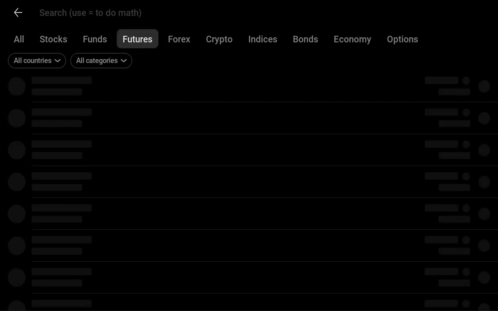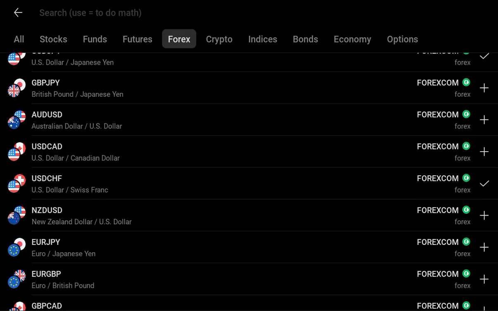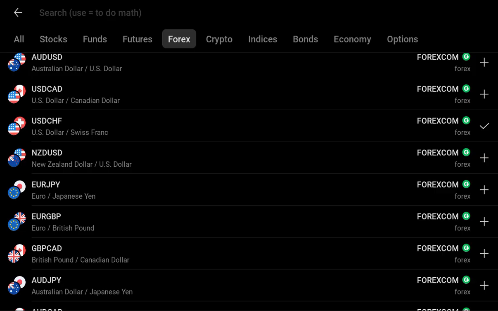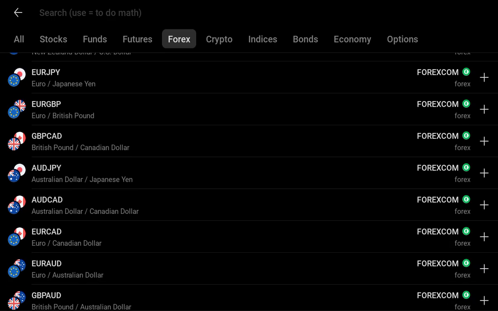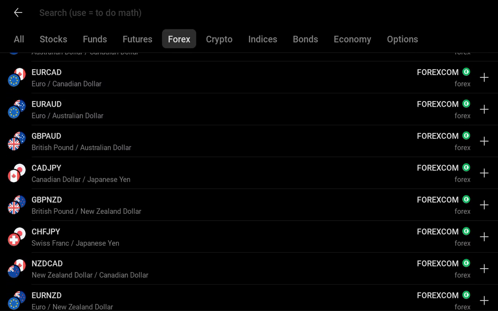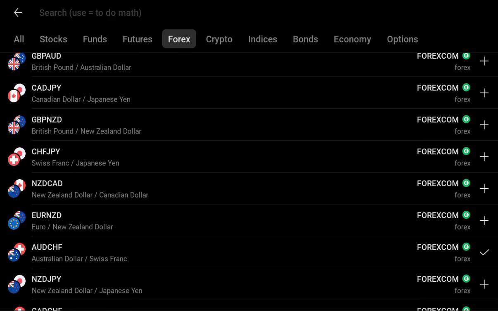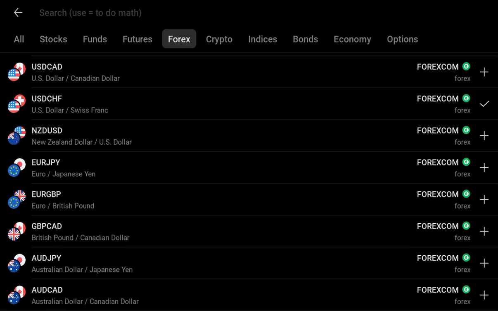Exactly. So the Euro JPY doesn't have the United States dollar with it. This Euro JPY, so it is what? It is a minor pair. The Euro GBP, that's Euro against British Pound, is a minor pair. GBP CAD is a minor pair. AUD JPY is a minor pair. AUD CAD is a minor pair, and so on. CAD JPY is a minor pair. GBP NZD is a minor pair. NZD CAD, they are minor pairs. AUD CHF and so on and so forth, because it doesn't have the United States dollar.